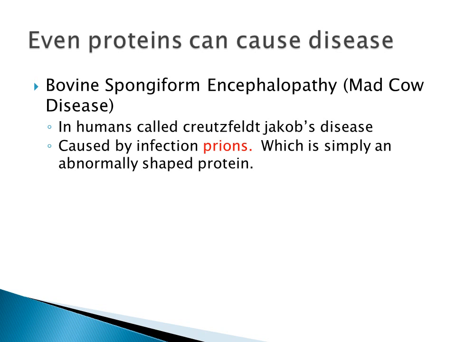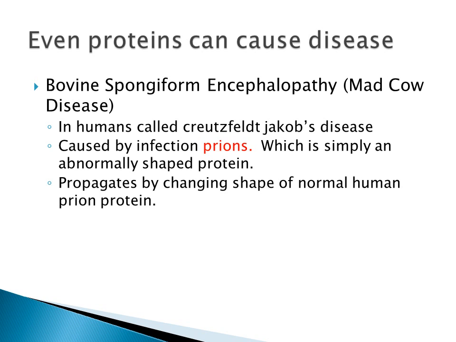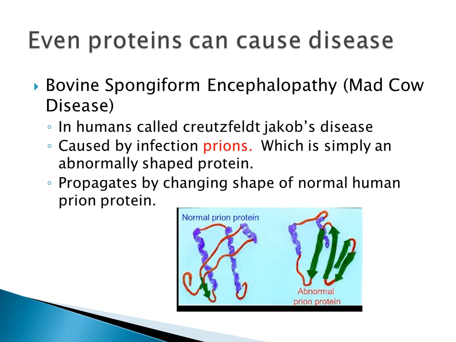That's pretty interesting. The proteins are called prions, and these prions are actually just abnormally shaped proteins, normal proteins that have an abnormal shape. These propagate or replicate by changing the shape of normal human prion proteins. When the shape is changed, they aggregate and they start to cause damage in the brain. So we can see this normal shaped protein and the abnormally shaped prion protein. So kind of interesting ideas.